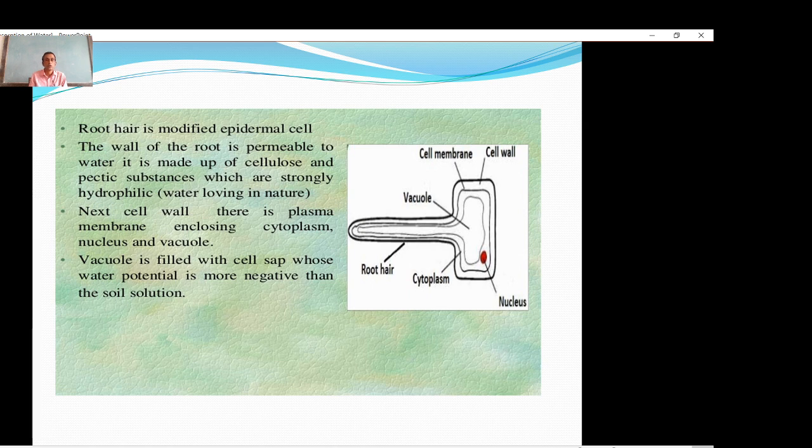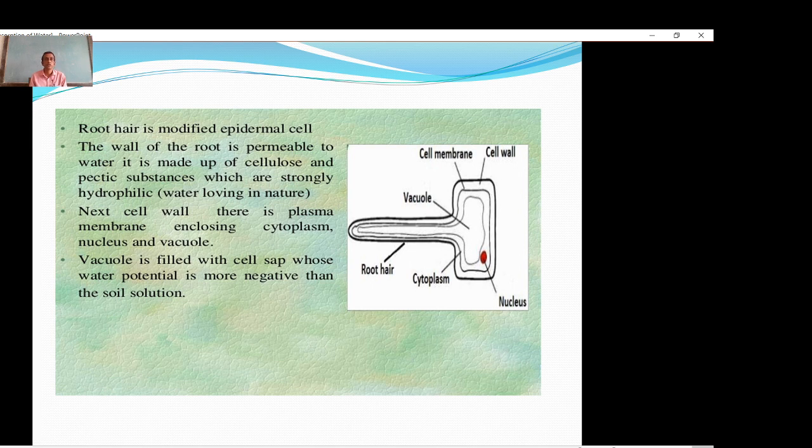Next to the cell wall there is a plasma membrane. The plasma membrane of the root hair encloses the cytoplasm. After the cell wall there is the cell membrane, meaning the plasma membrane. This plasma membrane encloses the cytoplasm, and the cytoplasm contains a large vacuole and the nucleus.